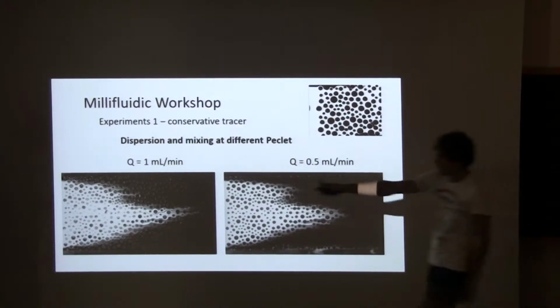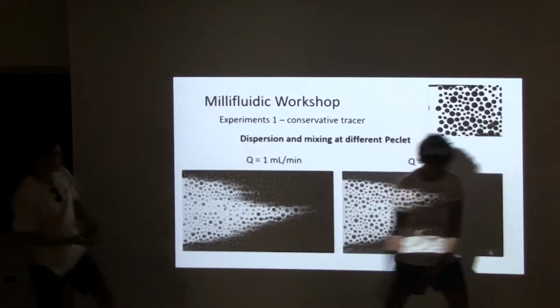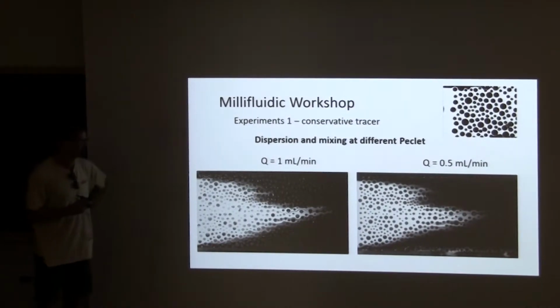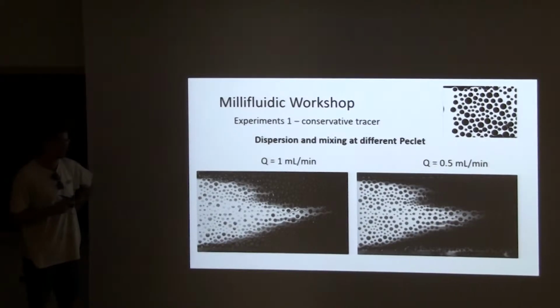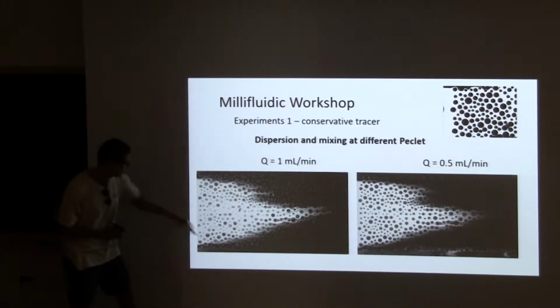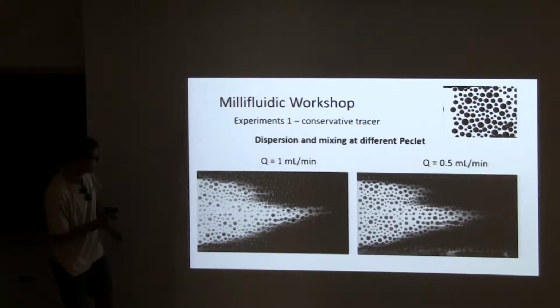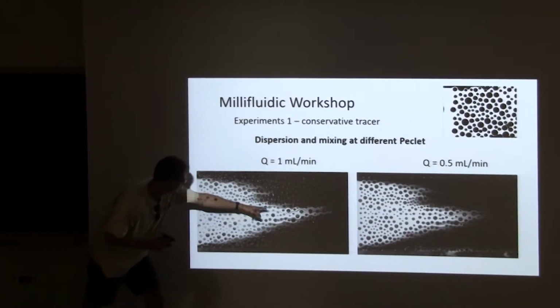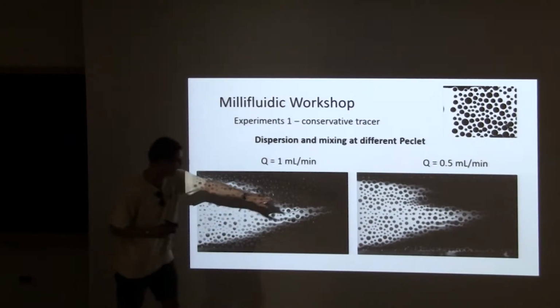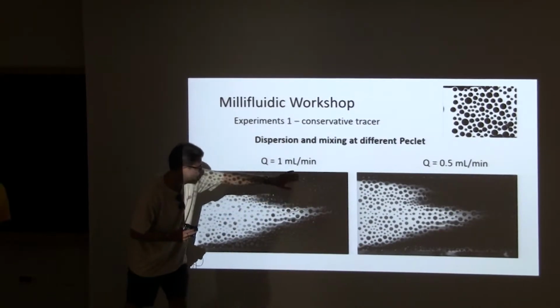The first experiment we did was on a conservative tracer. For this experiment, we wanted to investigate the effect of Peclet number. The way we did that was by varying the injection rate. So high injection rate, high Peclet number. It might be a little bit hard to see, but with the high Peclet number, we'd expect advection to dominate. So we can see the front is a little bit more distinct. If we look towards the end, and then lower Peclet number, the front's been diffused, I guess.